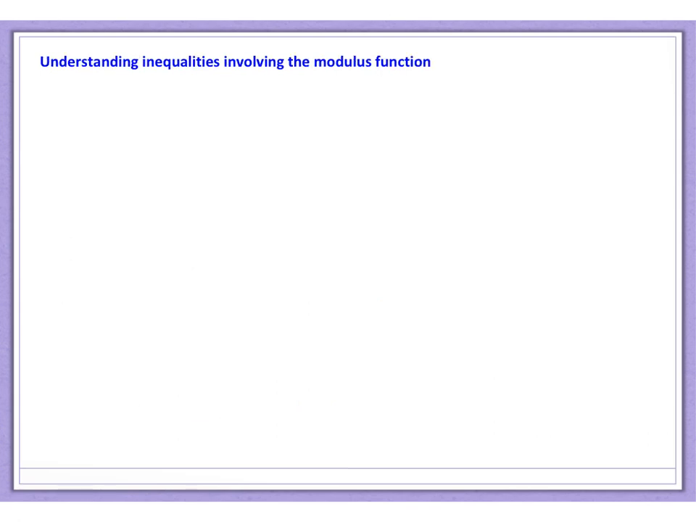Now, it's important that we actually understand what inequalities involving the modulus function actually mean. So let's take an example, very, very simple. Mod x is less than 2. What does that actually mean? It means that x has to be a number whose magnitude, whose absolute value, whose size is smaller than 2, regardless of whether that number is actually negative or positive.